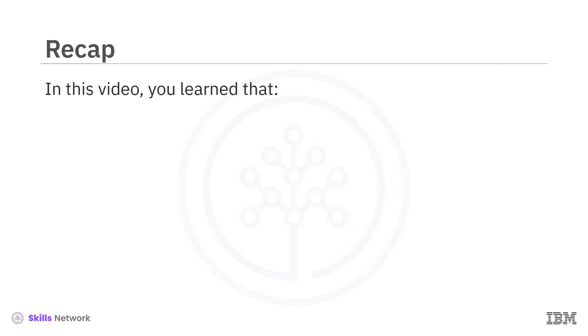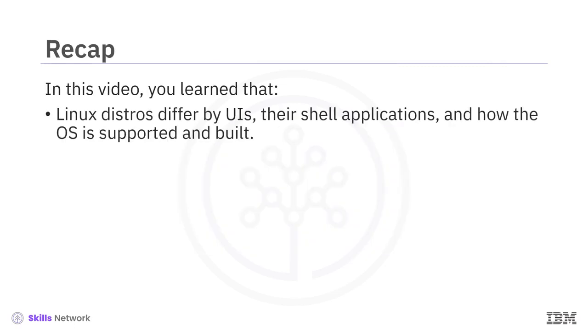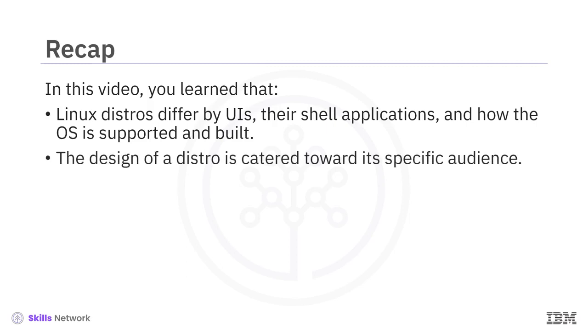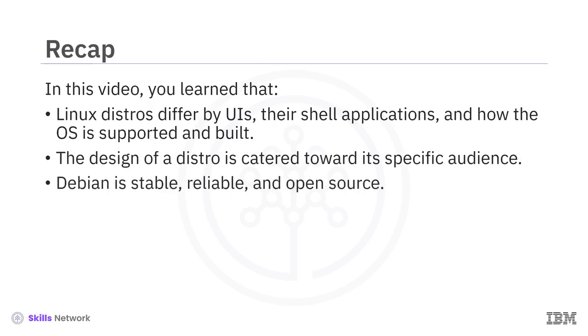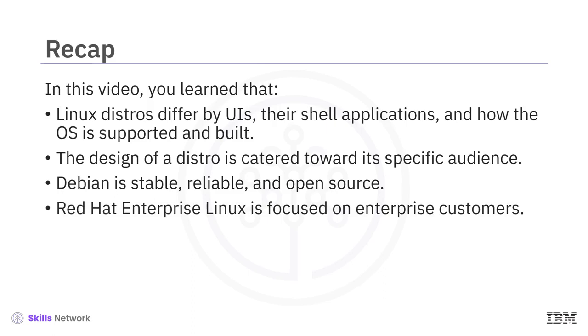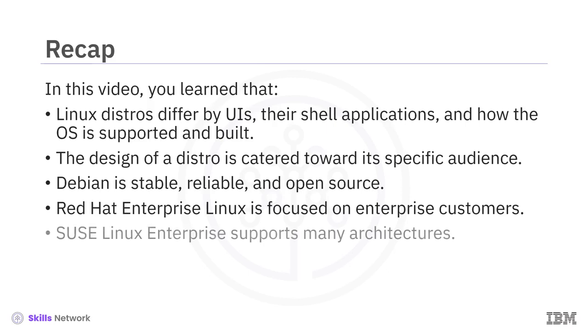In this video, you learned that Linux distros can be differentiated by their user interfaces, their shell applications, and how the operating system is supported and built. The design of a Linux distro is catered towards a specific audience. Debian is highly regarded in the server space for its stability, reliability, and for being open source. Red Hat Enterprise Linux, an IBM subsidiary, is focused completely on enterprise customers. And SUSE Linux Enterprise supports many architectures, such as ARM for Raspberry Pi.